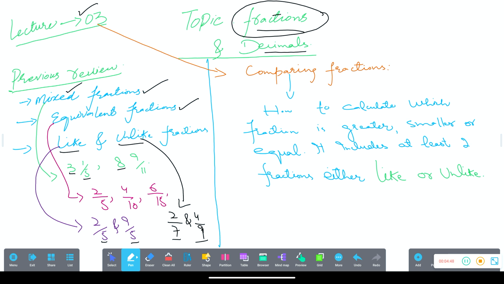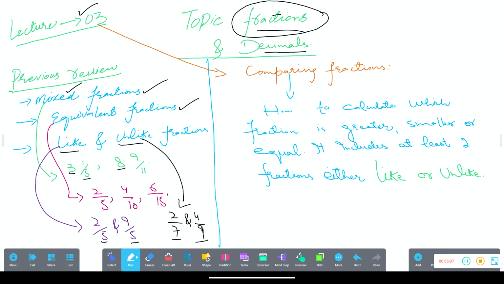Because whenever we find the comparison between two things, whenever we try to see the similarity between things, we usually don't find it in a single thing. We usually take two things and then compare them. So like and unlike fractions also help us to compare things.